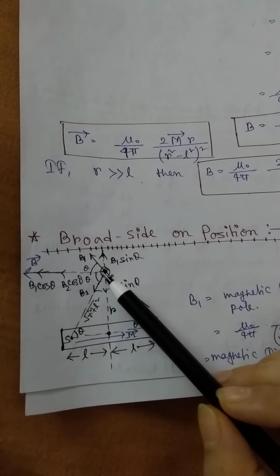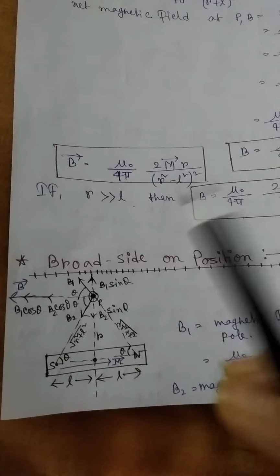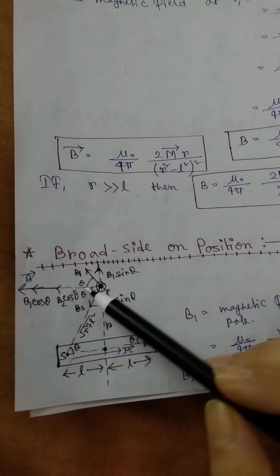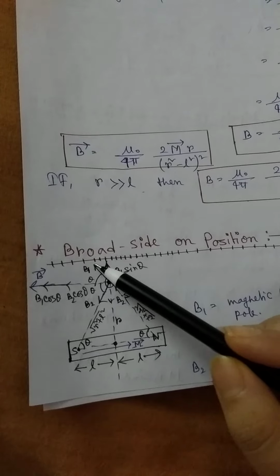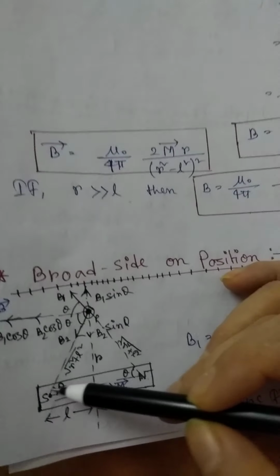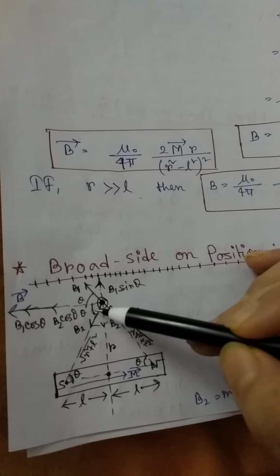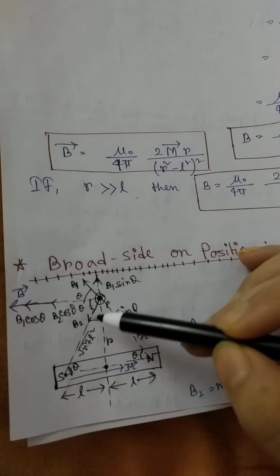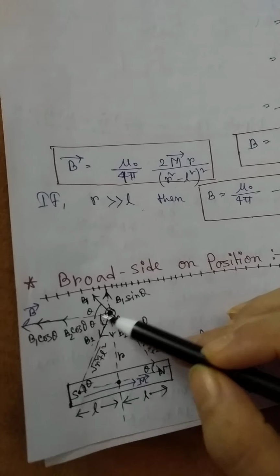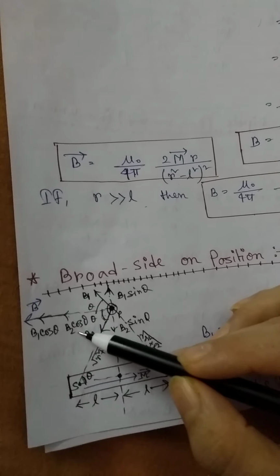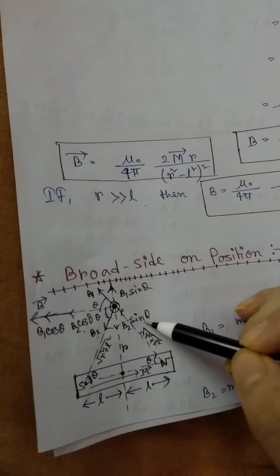Just look here, this is the direction of B2 along this side, right? So B1 is along this side and B2 is along this side. If this angle is theta, then this angle is also theta, because these two angles are alternate angles. That means we can resolve the B2 vector: one component along this side, which is B2 cos theta, and another component along this side, which is B2 sin theta.